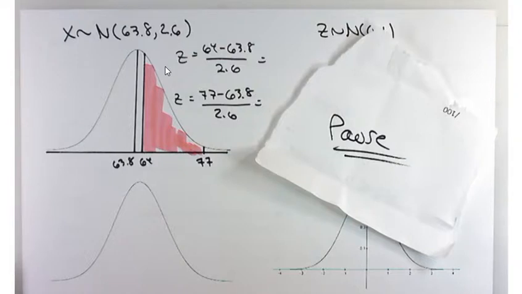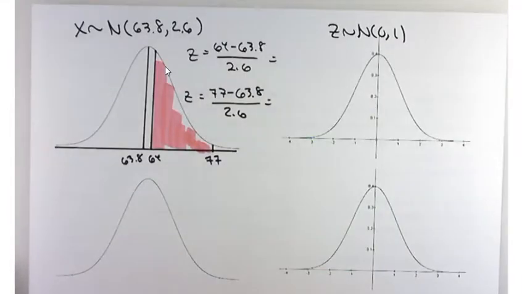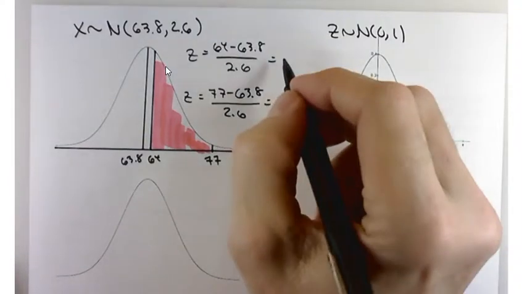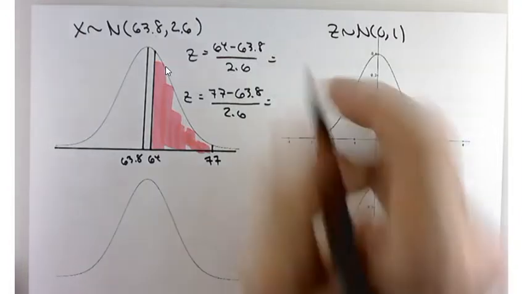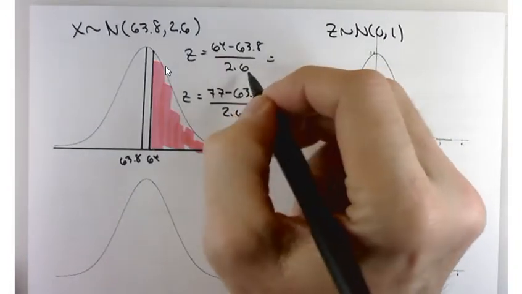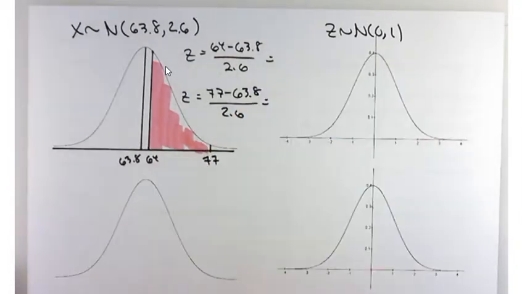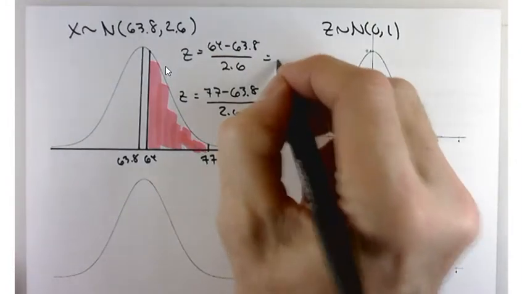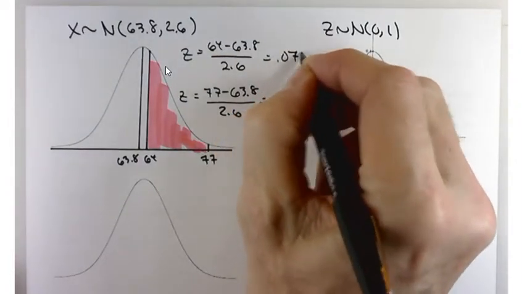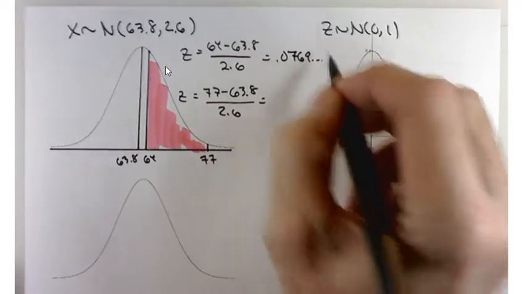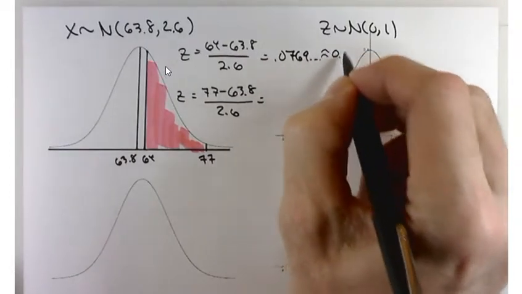Okay. So let's dig up some numbers here. This is going to be 0.2 divided by 2.6, which turns out to be about 0.0769. And that's going to round to about 0.08.